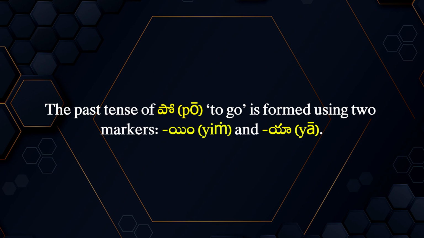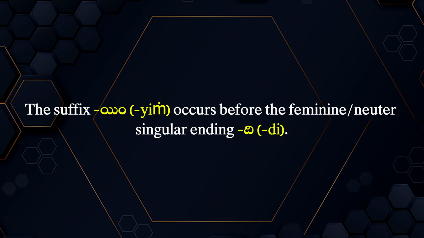Next one, past tense formation with po. The past tense of po, meaning to go, is formed using two markers, im and ya. This verb functions as both a main verb and an auxiliary, and the choice of marker depends on the personal suffix. Compound verbs with po follow the same pattern. The suffix im occurs before the feminine or neuter singular ending di.